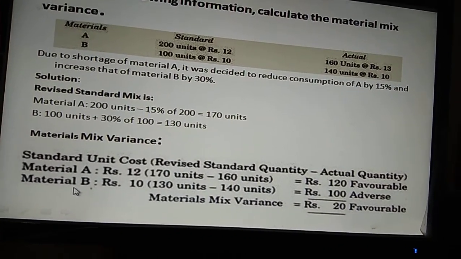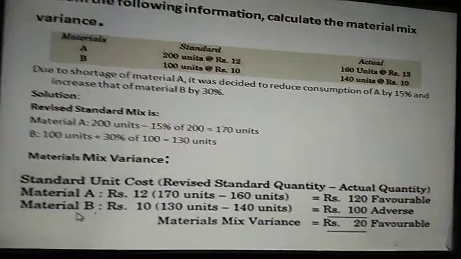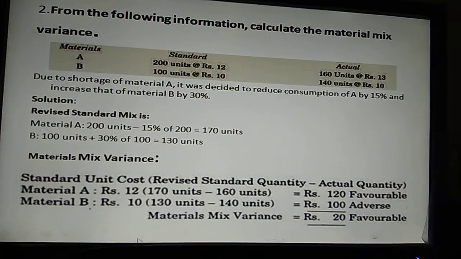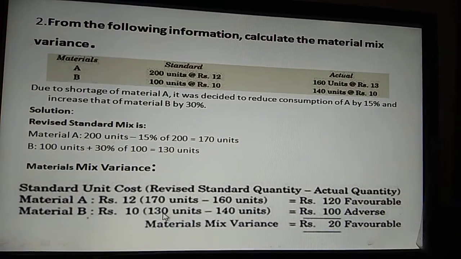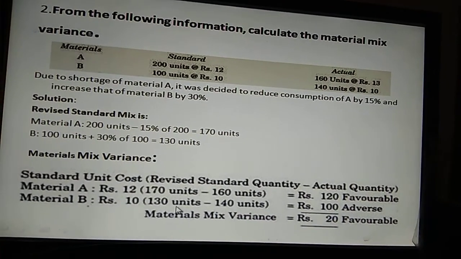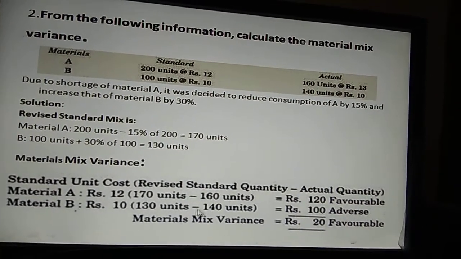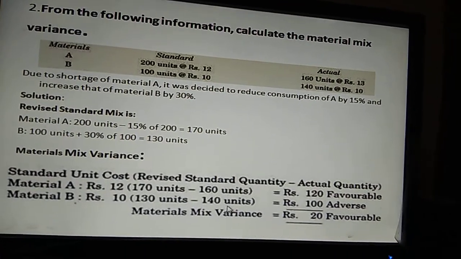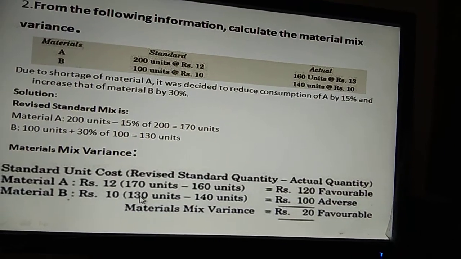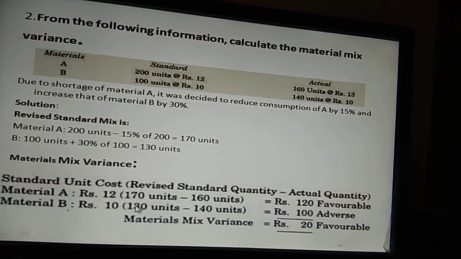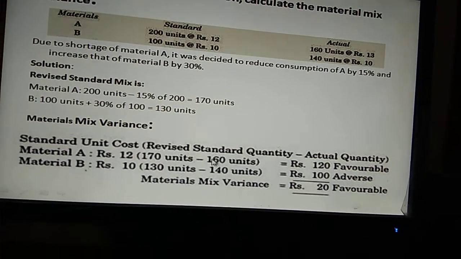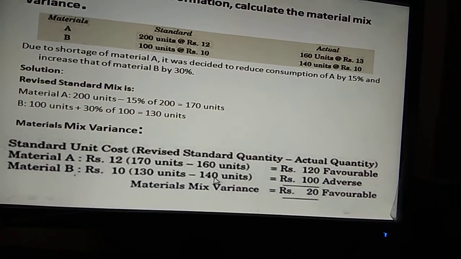Then we'll go to material B. Here the standard unit cost is rupees 10 per unit. The revised standard is 130 units and the actual used is 140 units. The difference is 10. 10 into 10 is 100. It is adverse because the actual used is more than the standard. You can see here 140 used, but the standard is 130. So when actual used is more than the standard, it is adverse.